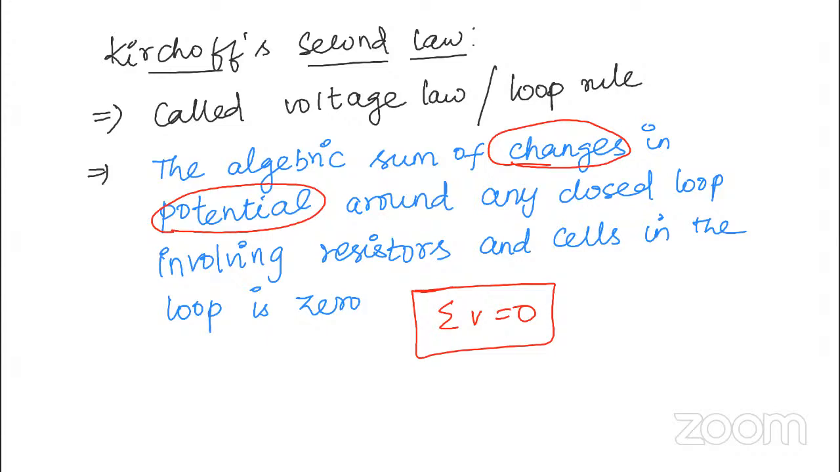If you are considering a loop like this, the starting point and ending point should be the same, so there is no potential change. The potential values should be equal to 0. So we have to follow the sign convention.